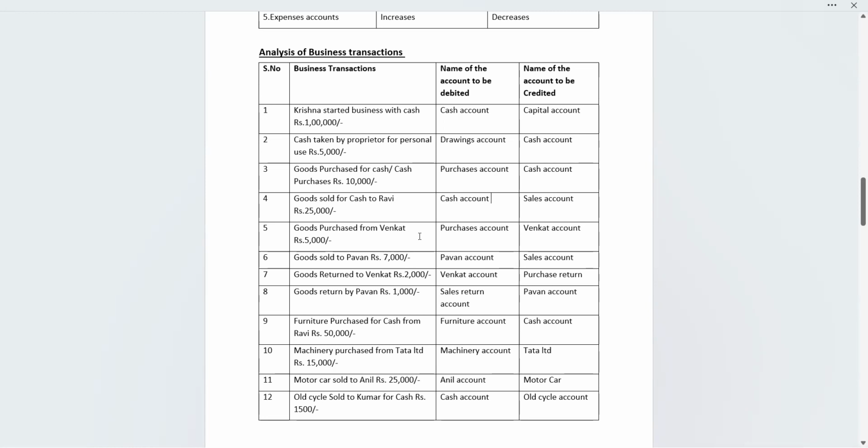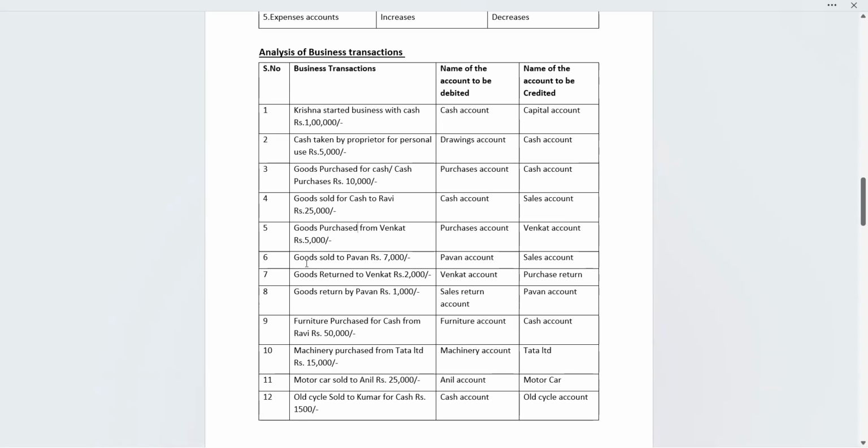Goods purchased from Venkat. You are purchasing the goods from Venkat. Purchases is an expense, which side? Debit side. Who will give the goods? Venkat is the giver. For Venkat, which rule are you applying? Personal account. In the personal account, Venkat is a giver, giver which side? Credit side.